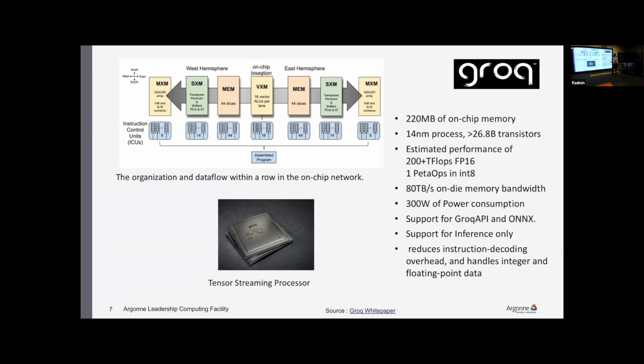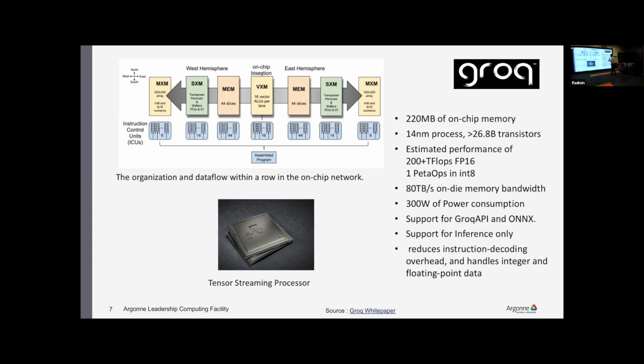A third processor, which is very unique, is Grok. This is mainly targeted at inference workloads. The first two are targeted at both training and inference, whereas the Grok chip is targeted primarily at inference.